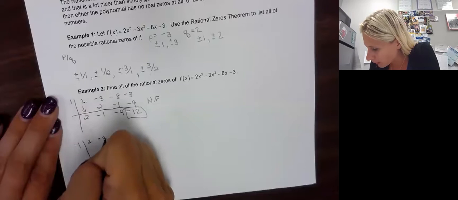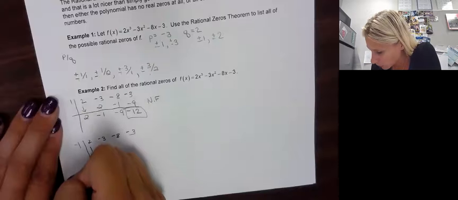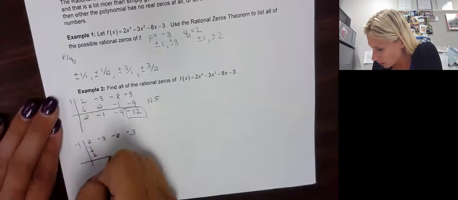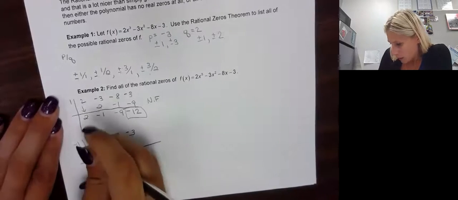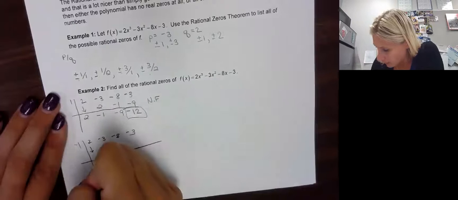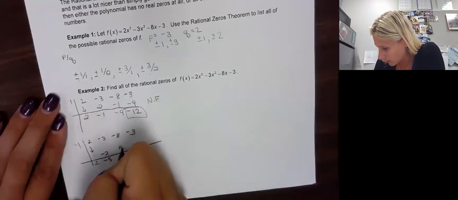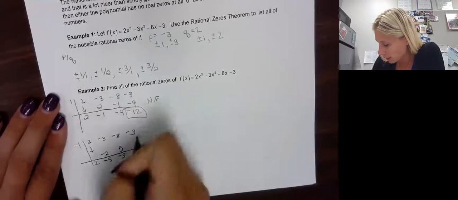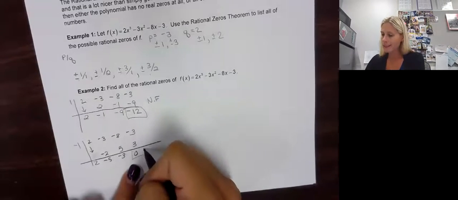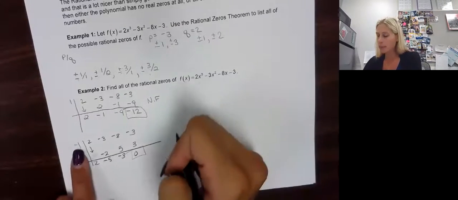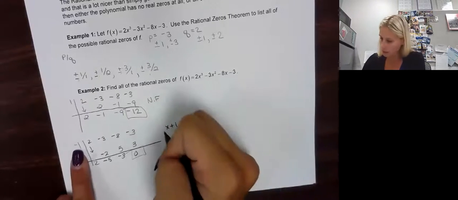2, -3, -8, -3. Bring down the 2. Oops, I guess that should have been over here. Multiply, you get -2, add, -5, multiply, add, multiply, add, and what do you know? We get 0. That means this is a factor. Now remember, it's opposite to what we see. So x plus 1 is a factor.